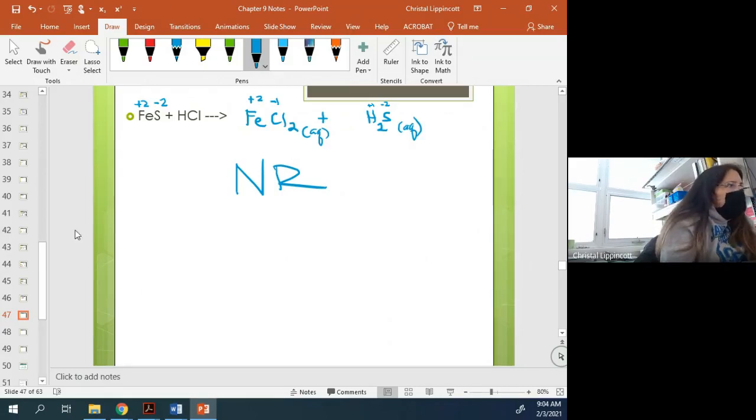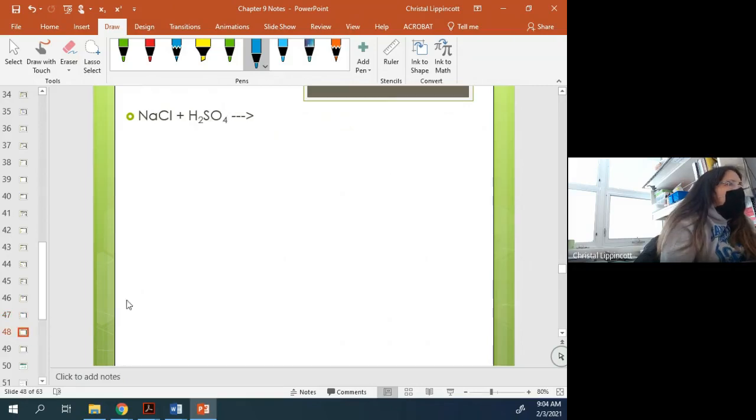Not that this would be hard to balance, but all right. Let's go to the next one. Next one, we have sodium. And we've got hydrogen. My sodium is going to go together with my SO4. This is a +1. This is a -2. And then my hydrogen is going to go together with my chlorine. +1, -1. So this guy's already balanced. This, I need a 2 here.